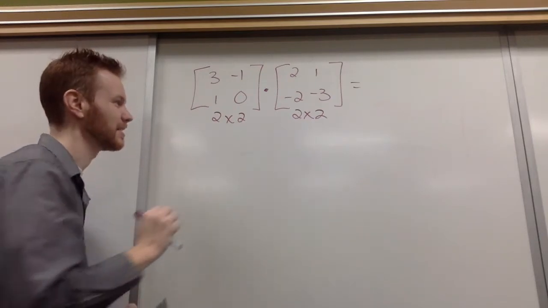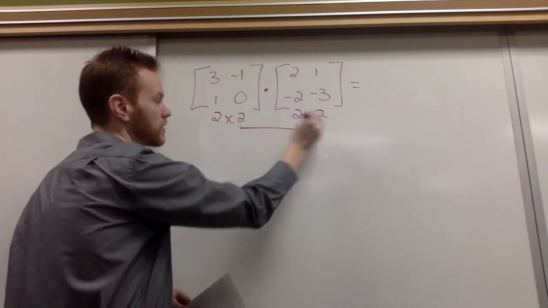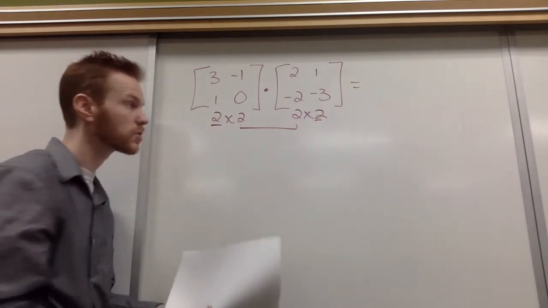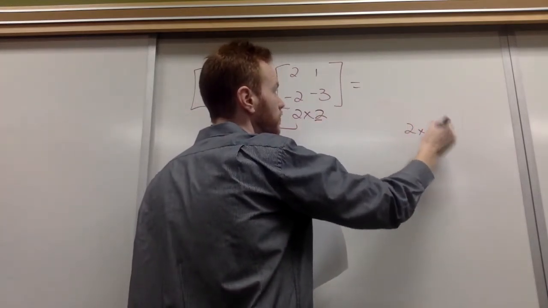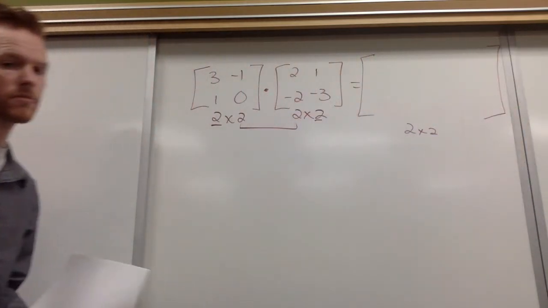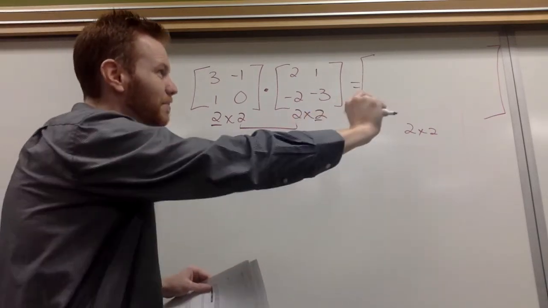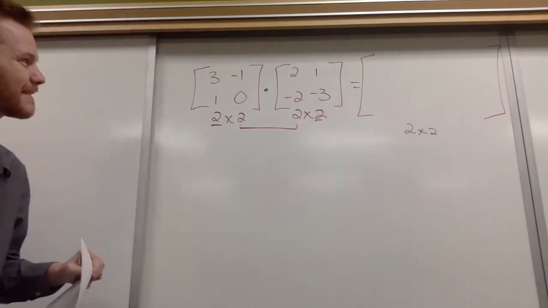So the inner dimensions match, so I can multiply. My outside dimensions tell me what the answer is going to look like. It's going to be a 2x2. Okay, so I made this one bigger because, once again, if I'm going to put a lot of operations in there, it's good to have space.